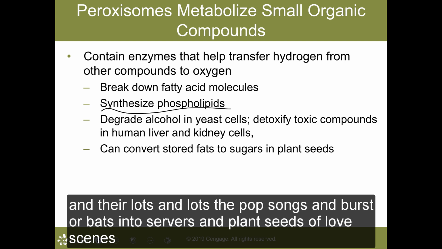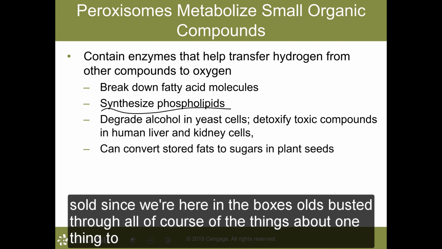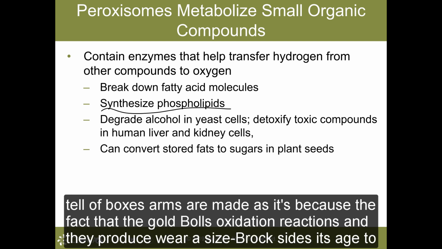And I love seeds. So since we are here in the peroxisomes, let's get to, of course, further things about what they do. Our peroxisomes are named as such because of the fact that they go through those oxidation reactions and they produce what is known as hydrogen peroxide. It's H2O2.